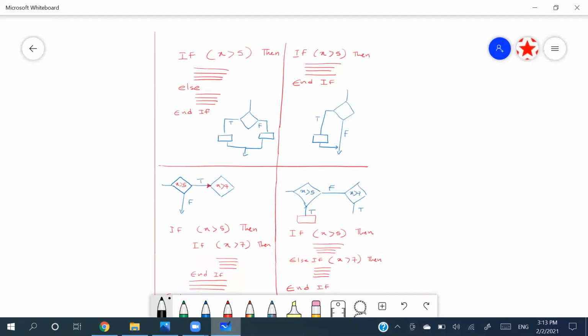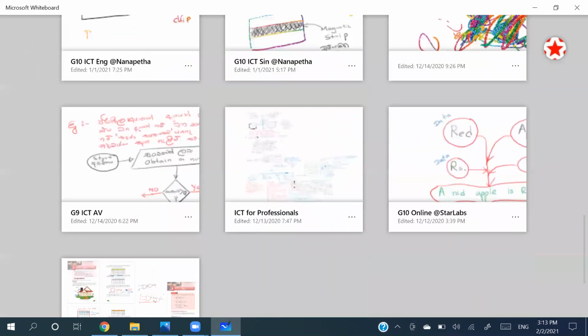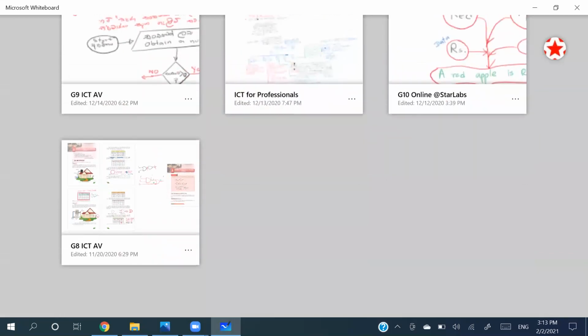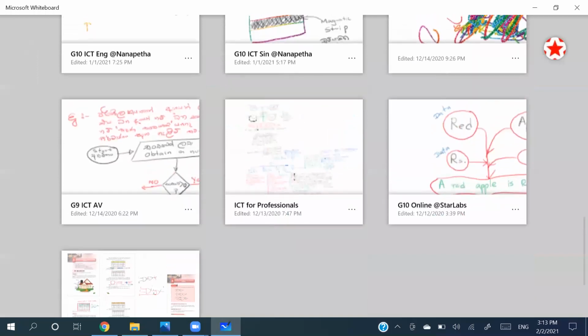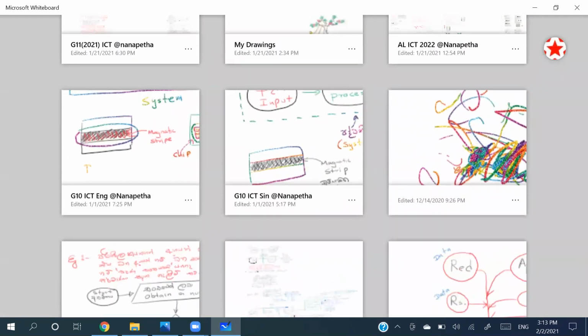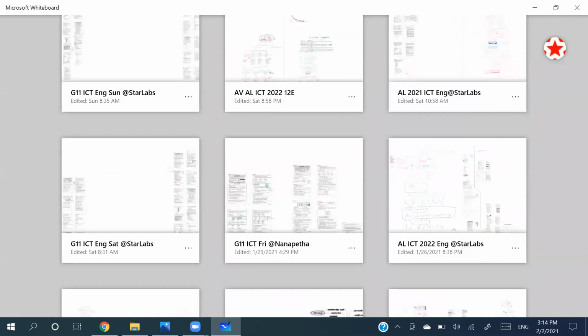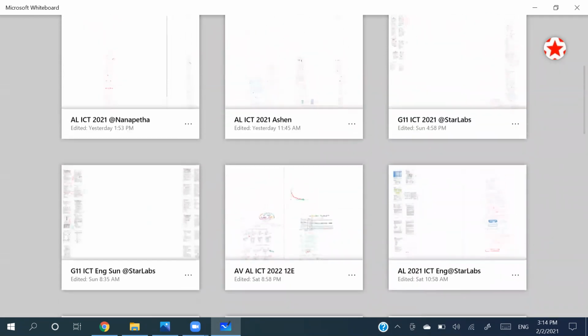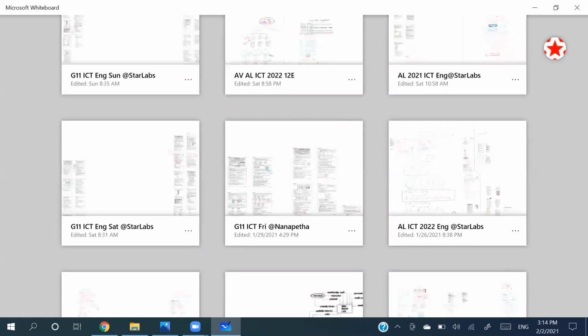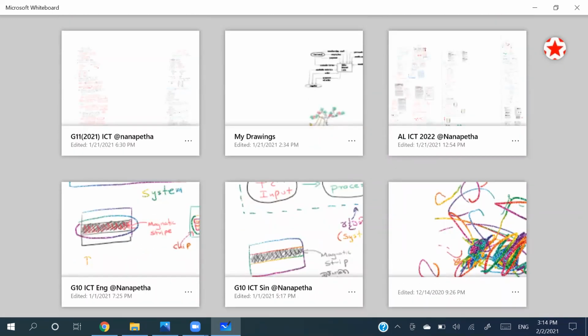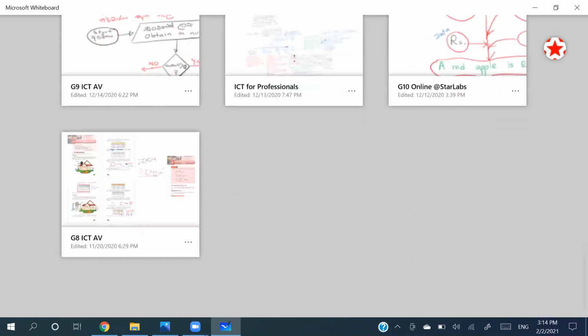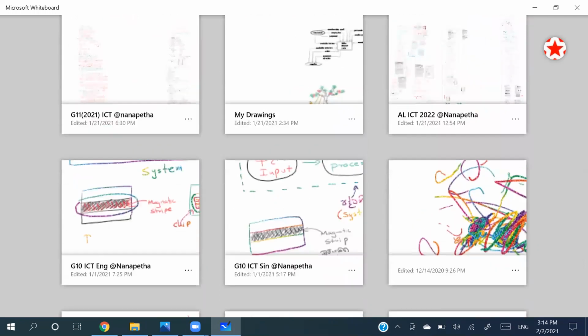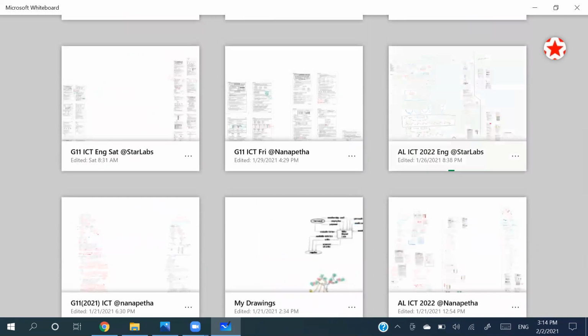Yeah, it is not responding. All right. Oh, where's the whiteboard? There it goes. Right.